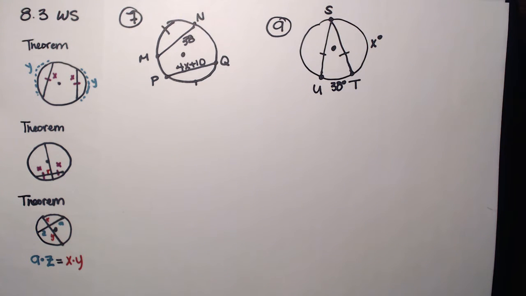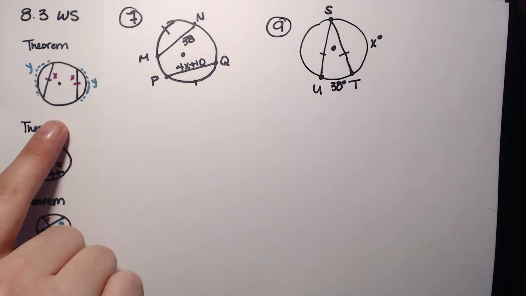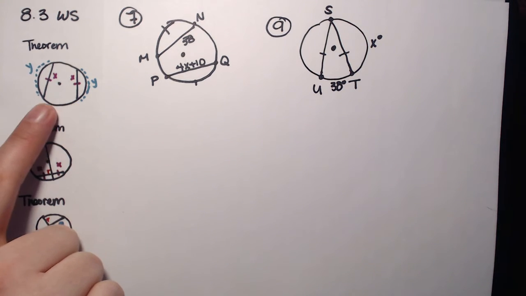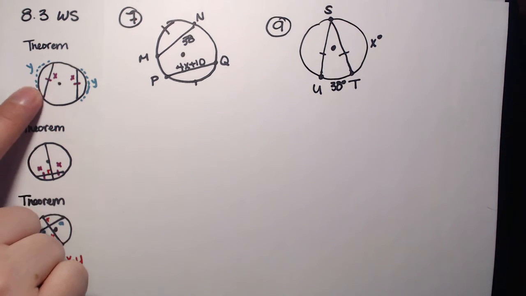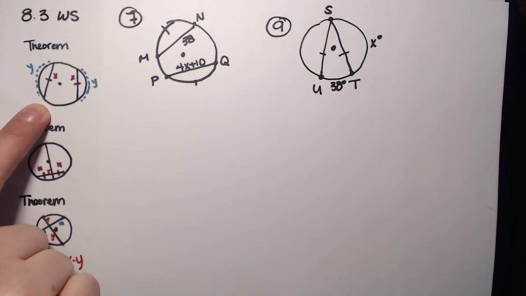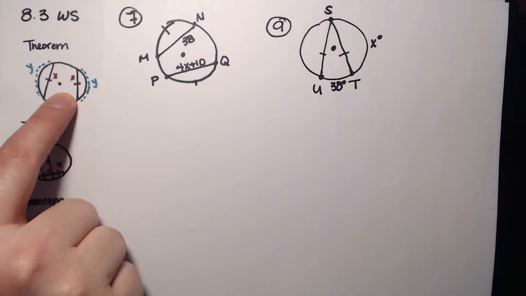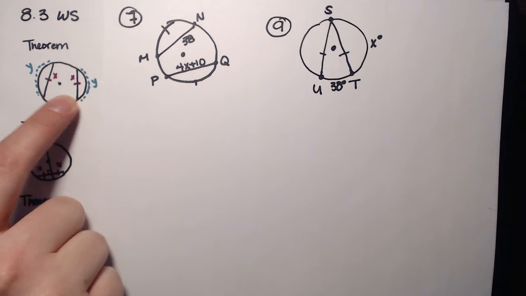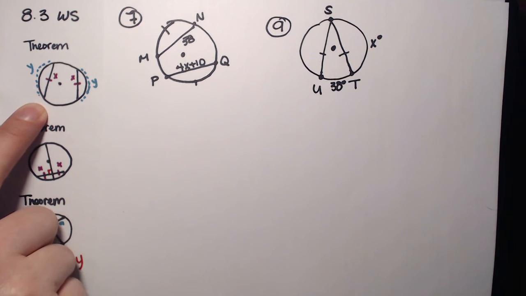In this video, I'm going to look at some of the problems on the 8.3 worksheet. A couple of the theorems that we need: chords and the arcs that they create. So if the chords are the same length, the arcs have the same degree.